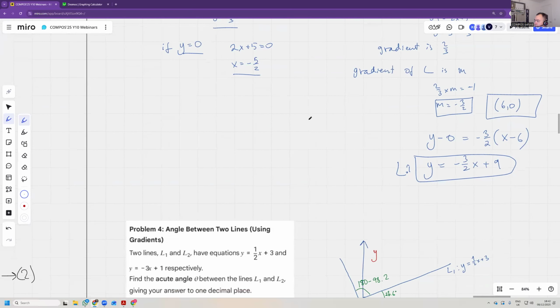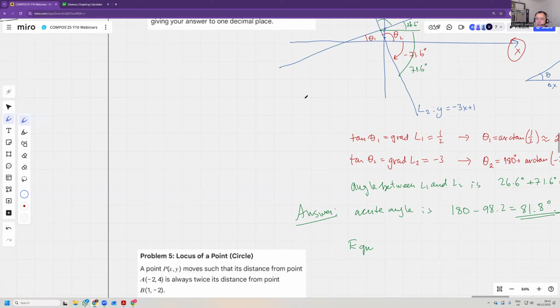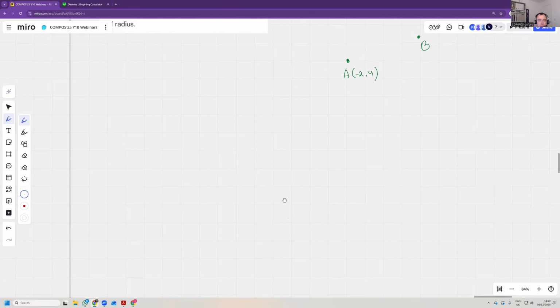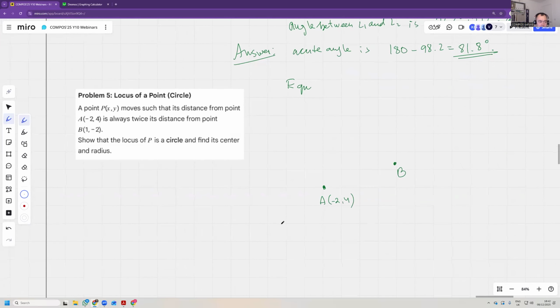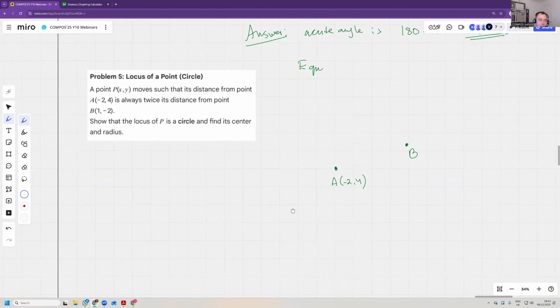Did you already know about the equation of a circle? Yes or no? In the chat, please. Are you familiar with the equation of the circle? Okay. All right.